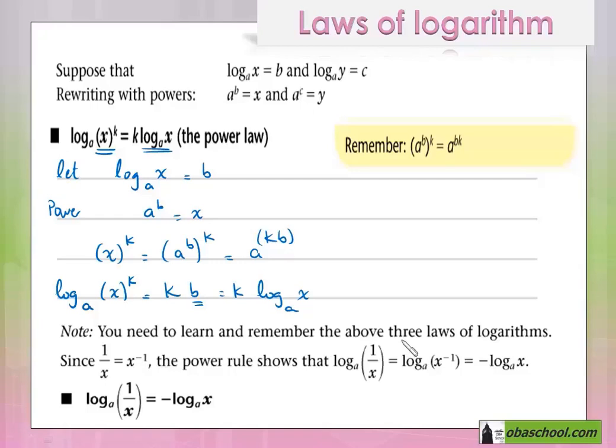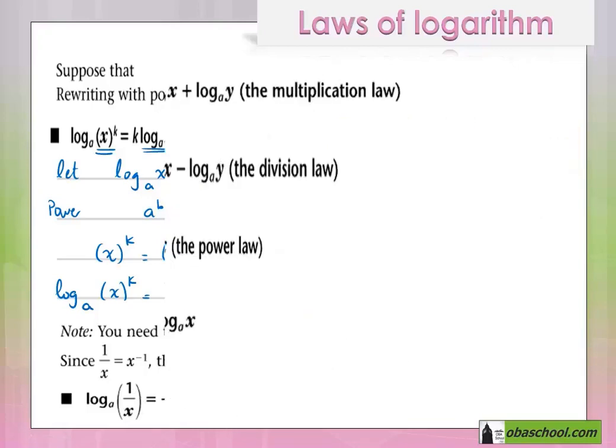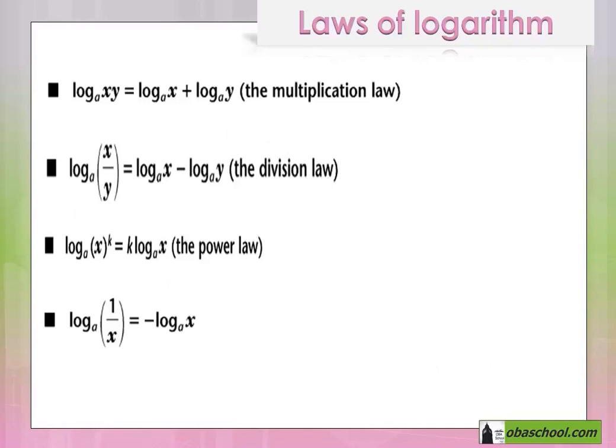Now note, you need to learn and remember the above three laws of logarithms, since 1 over x is equal to x to the power minus 1, and that is basically the reciprocal that we have discussed in previous videos. The power rule shows that log 1 over x to the base a is equal to log x to the power minus 1 to the base a, and that would be minus log x to the base a. Which brings us to our final rule of this tutorial, which is log 1 over x to the base a is equal to minus log x to the base a.